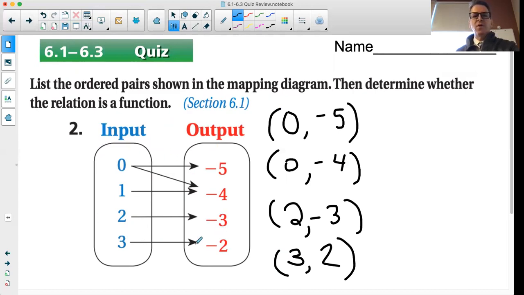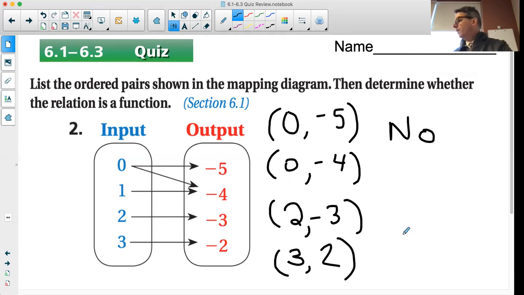Okay, so as far as the question of whether or not this relation is a function, if you take a look at this first input of 0, 0 goes to both -5 and 0 goes to -4. So that says that it's not a function. So the answer is no, it is not a function.